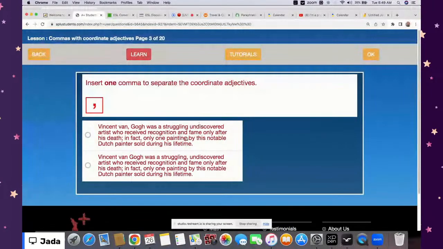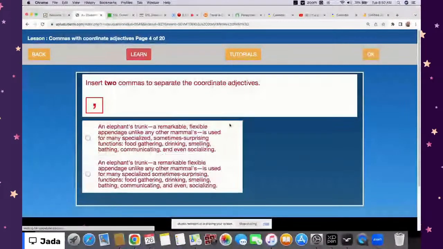So Vincent van Gogh was a struggling, undiscovered artist who received recognition and fame only after his death. In fact, only one painting by this notable Dutch painter sold during his lifetime. So we have recognition and fame. Then we have struggling and undiscovered. So struggling, undiscovered are coordinate adjectives because they can be separated, but recognition and fame cannot be separated. So it's going to be this one.